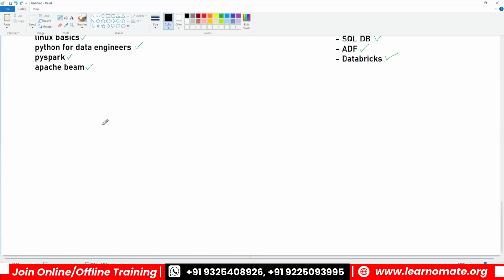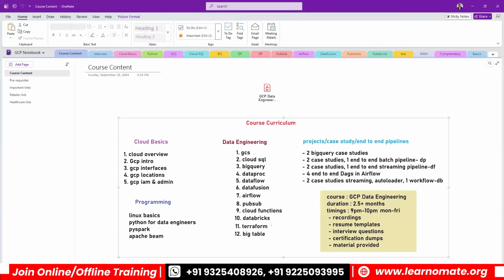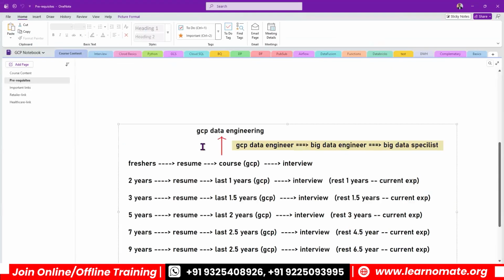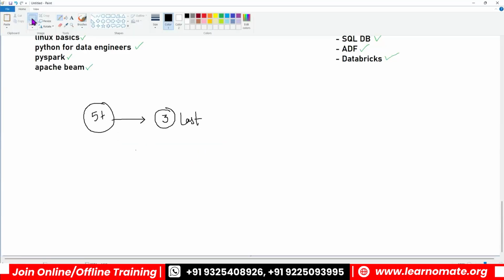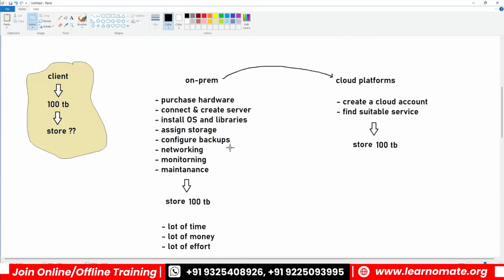Yes, 5 plus. And for every one of my courses, for all the candidates, I always suggest putting a maximum of 3 years, the last 3 years on GCP. I will not ask you to put 5 years total, maximum 3. I have a small image here which I always showcase to my students. This is the thing that I always mention to my students whenever they are going for opportunities.